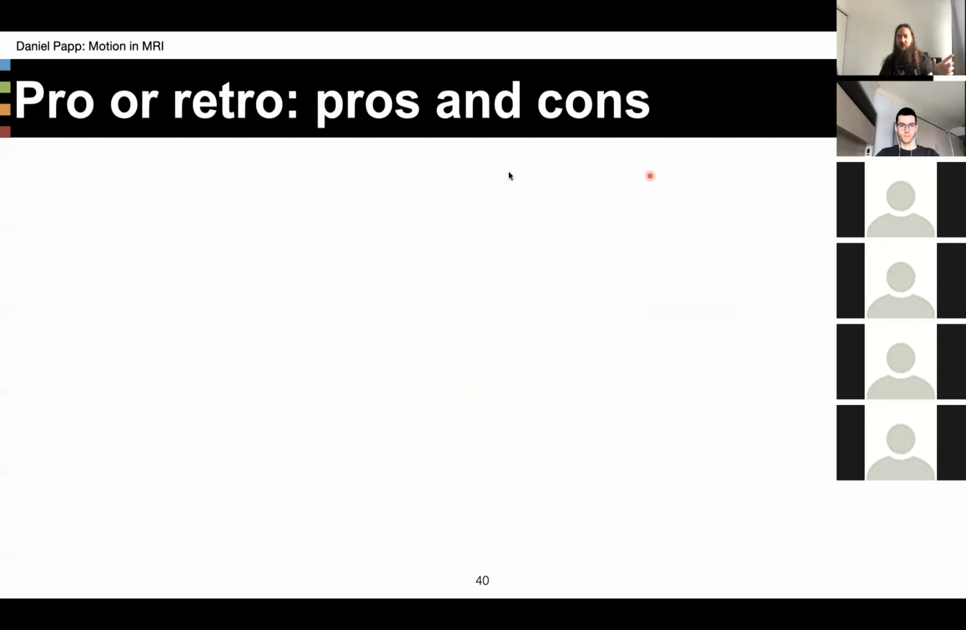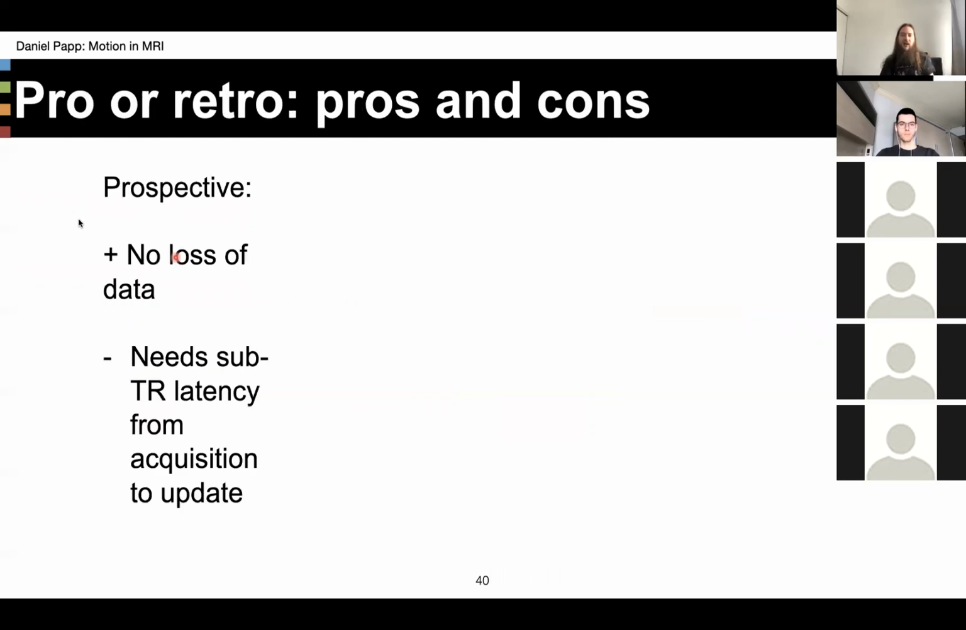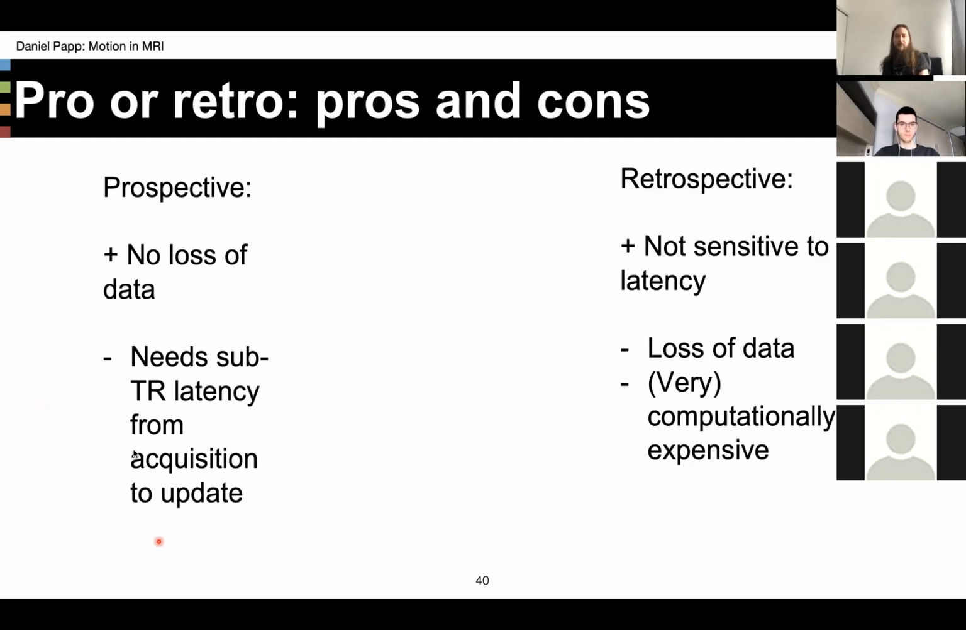Okay, so you have retrospective and prospective. What are their pros and cons? Prospective will not give you any loss of data. There will be no k-space energy rotated out of your field of view, but you need something that has a sub-TR latency from acquiring whatever navigational data you had to updating your field of view, which if you're doing, let's say, FLASH imaging is 25 milliseconds. That's a lot to ask of any system. So that's a pretty big drawback, but when they work well, they work well.